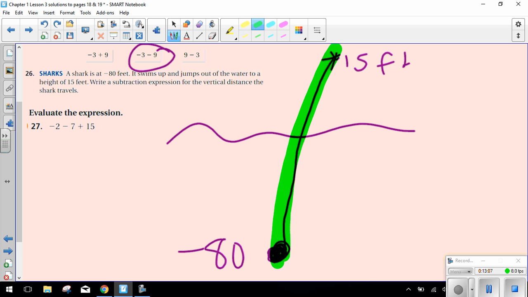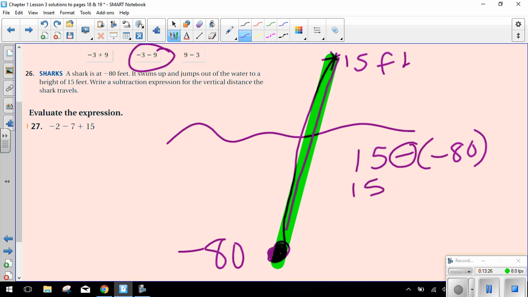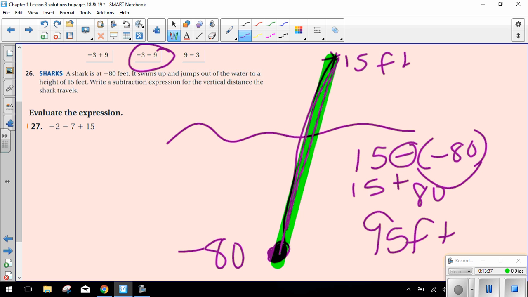How much did he travel? Now remember what we talked about: distance. So write a subtraction expression. We're going to take 15 and subtract off negative 80. So minus can be rewritten as plus the opposite. So 15 plus 80, 95 feet. So the shark traveled 95 total feet from the bottom of the ocean all the way up till he came out of the water. Okay, so there's number 26.